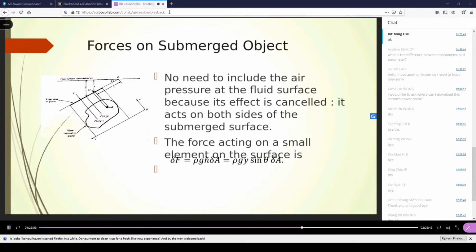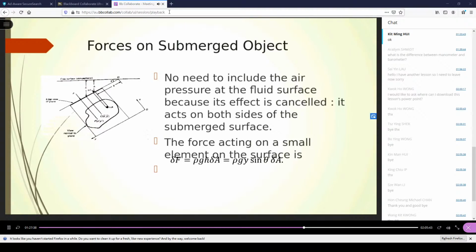Right, next, this is the last topic, don't worry. Force on submerged objects. We have a little problem in the equation, but it doesn't matter. In this slide, we will look at the force acting on a submerged object. Submerged means it is inside a liquid, usually water. Civil students usually look at dams, hydraulics, coastal engineering.